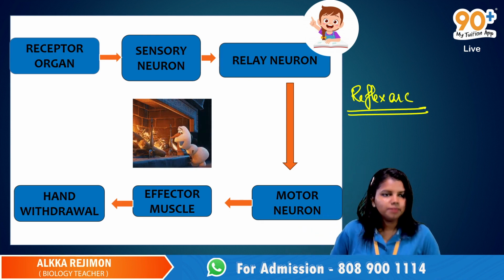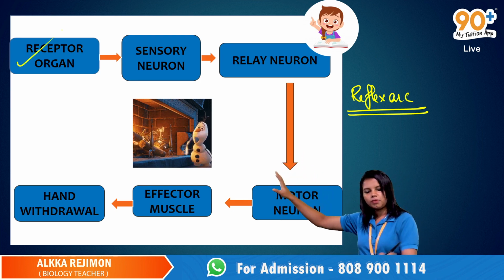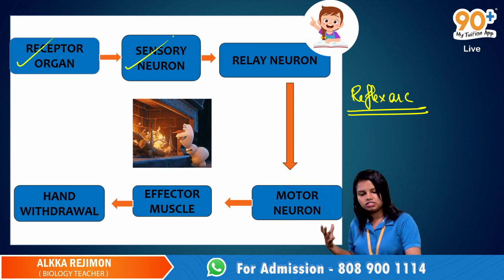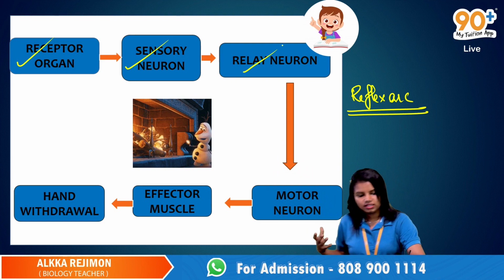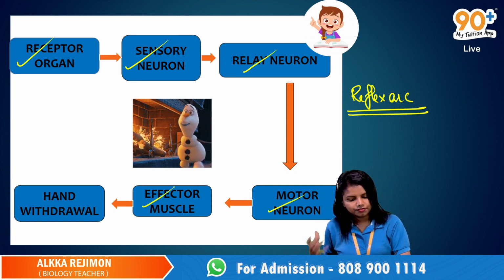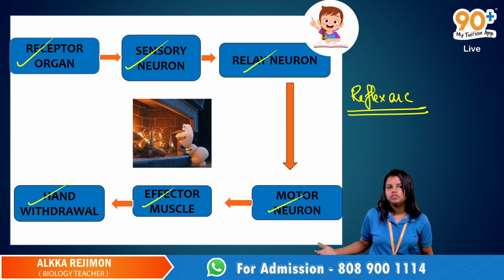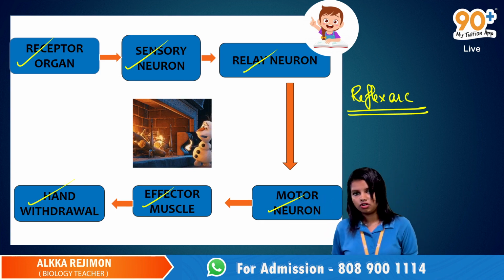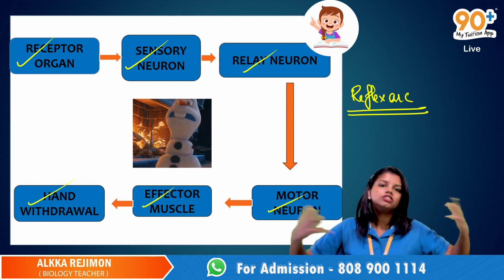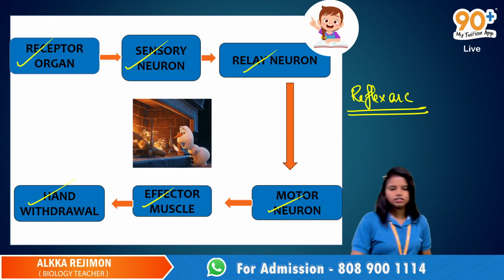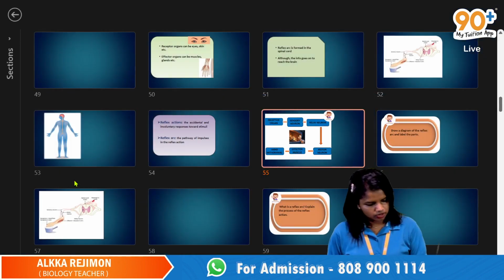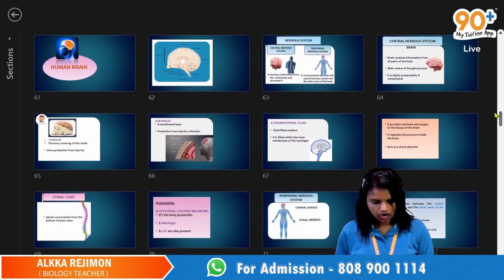Basically, the receptor organ is the first part getting activated. The information is given to the sensory neuron, then relay neuron, motor neuron, effector muscles, and then the hand withdrawal. Here in this case, hand withdrawal; otherwise, it can be any sort of response. That's it. So that's pretty much about the reflex action, reflex arc and everything.